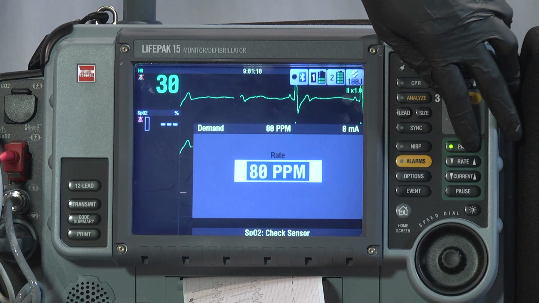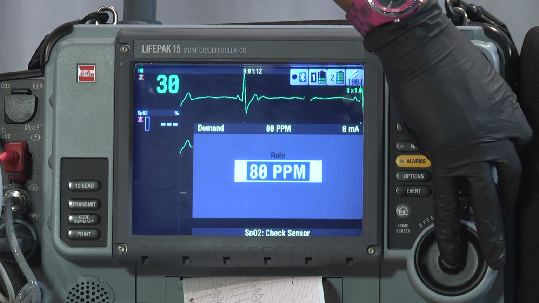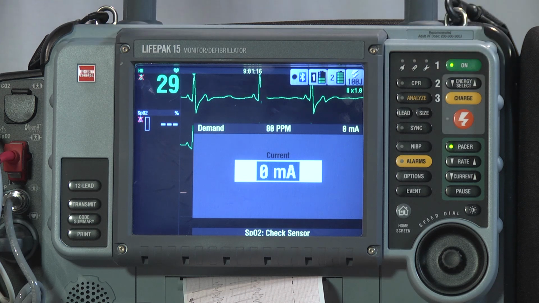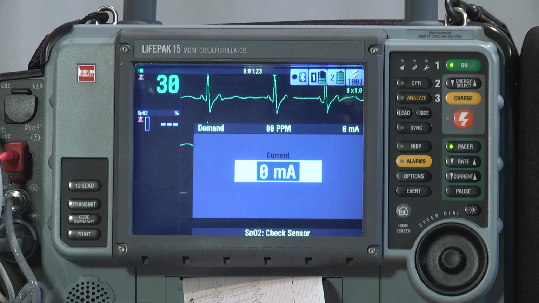Activate pacemaker function. Set appropriate rate. We will be utilizing a rate of 80 pulses per minute. This device is a demand pacer that will only deliver electrical therapy when the heart rate falls below the set rate. Also, should the limb leads become detached, this pacemaker will deliver static pacing at the set rate regardless of the underlying heart rate.